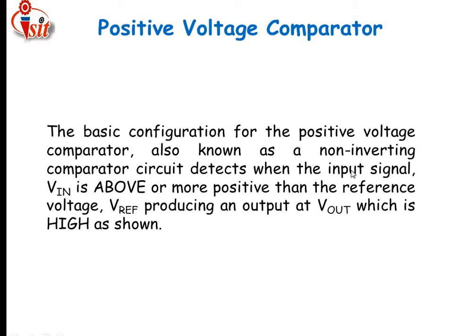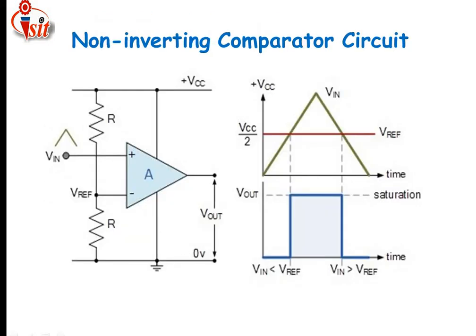The circuit detects when the input signal, Vin, is above or more positive than the reference voltage, V reference, producing an output at Vout which is high, as shown in the figure. Just see here the input voltage is applied to the positive terminal of the op-amp and V reference is connected to the negative terminal of the op-amp. This is a non-inverting comparator circuit because the input supply is connected to the non-inverting terminal of the op-amp. For that purpose, this type of comparator is called a non-inverting comparator.